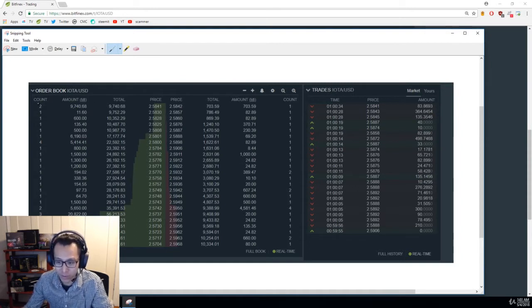If we see, for example, this line right here only, what we see is that at $2.5841, there's 9,740. That is the total amount at this specific price. Now, if we take a look right here, this refers to the amount at that specific price. If we look at $2.50, the next one underneath it, we see that there's only 11.6 IOTA that is being sold at that price.